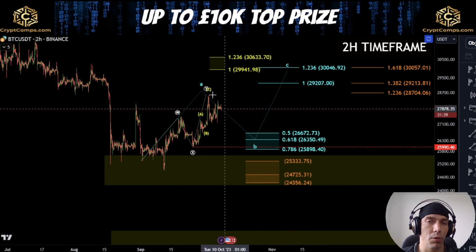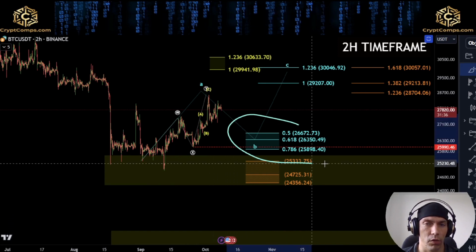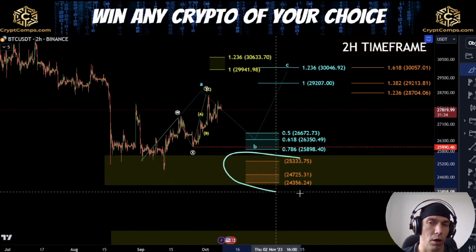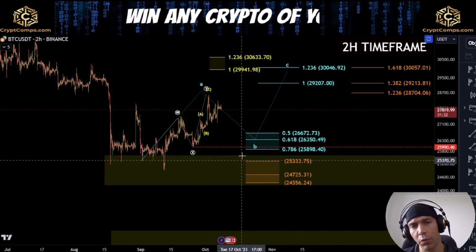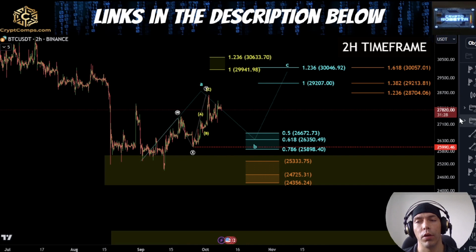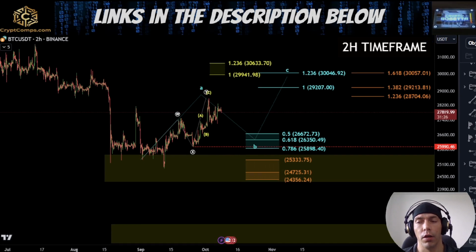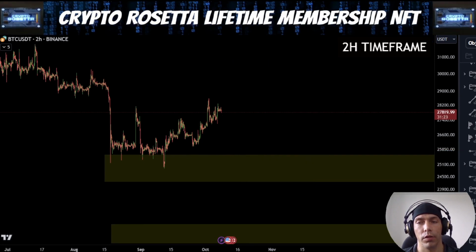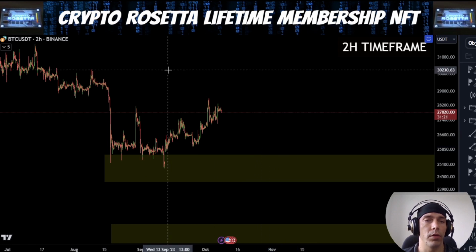If we do see this B wave start to develop down, does it hold this blue box? If it doesn't, I'm going to be looking lower down here. If, however, we start to see that bigger impulsive structure down, then we could be looking for that 3rd wave to start.